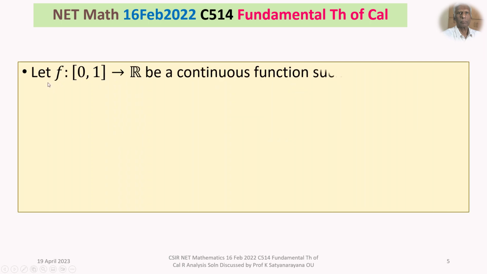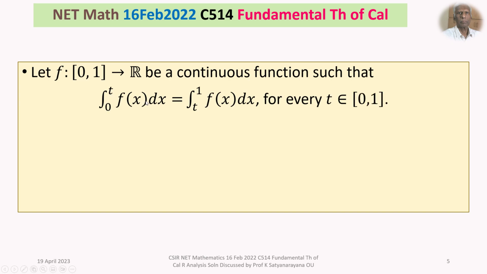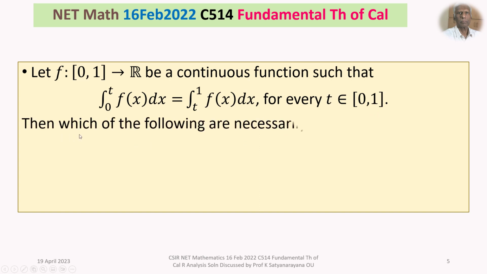The given question is: let f be a function from the closed and bounded interval 0 to 1 to R, the set of real numbers, and it is continuous such that integral 0 to t f of x dx is equal to integral t to 1 f of x dx for every t belongs to 0 to 1. Then, which of the following are necessarily true?